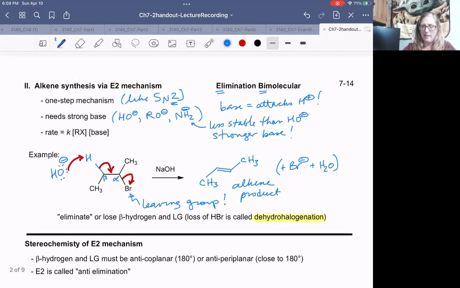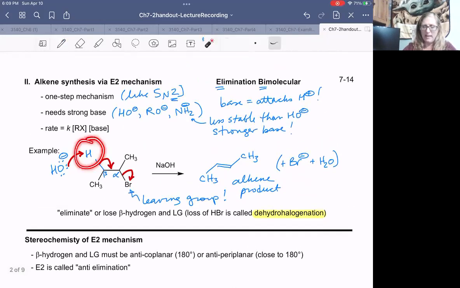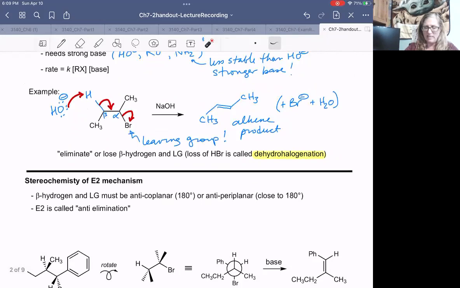Now take a look at the way that I drew this example. Do you see that I had the hydrogen pointing straight up here and the bromine pointing straight down here? That is actually the required stereochemistry of those two groups. They need to be anti to each other, one straight up and one straight down. So when they're 180 degrees from each other, we describe that as anti-coplanar.